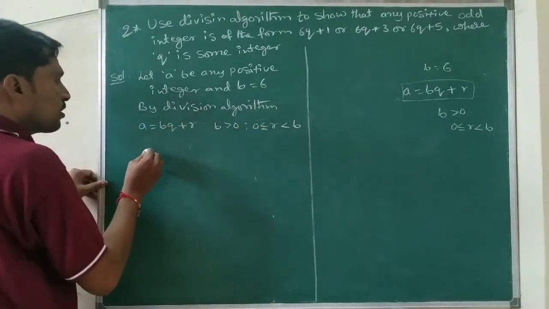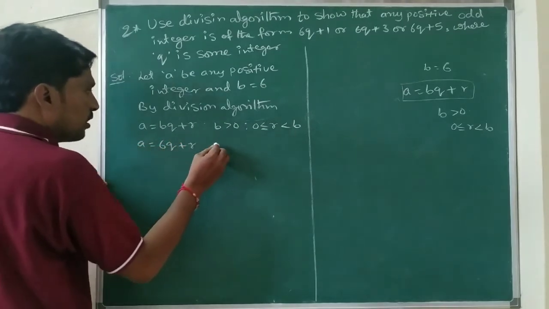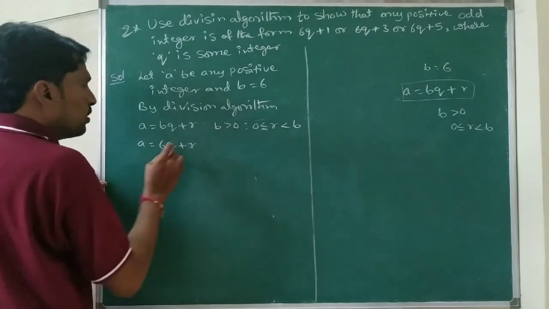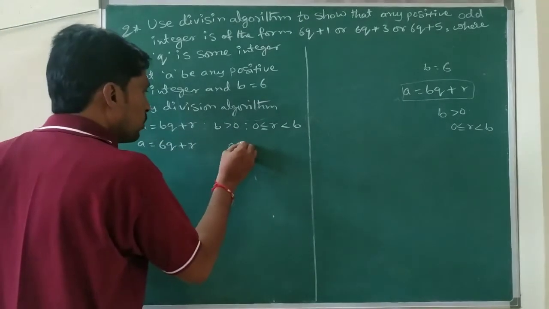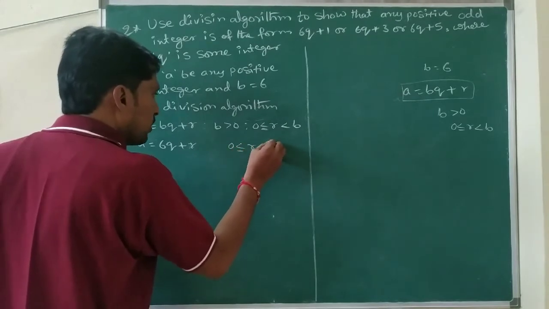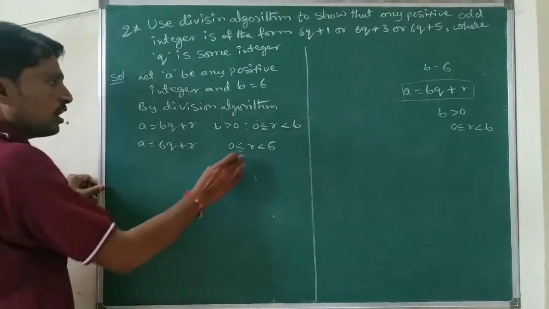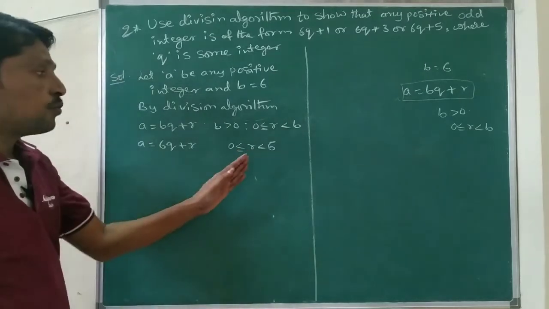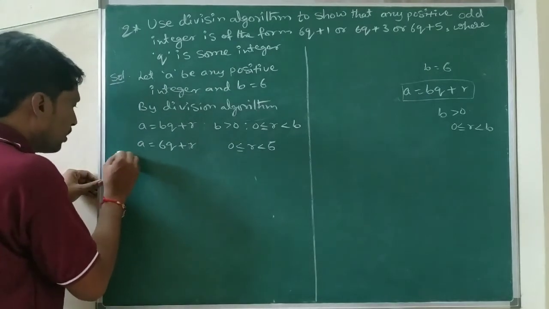Now you can substitute the b value here. a equals 6q plus r. b greater than 0 means the b value here is 6 only. It is greater only. Means 0 less than or equal to r, r less than b, where the b value is 6. Now we need to write the possible values of r.